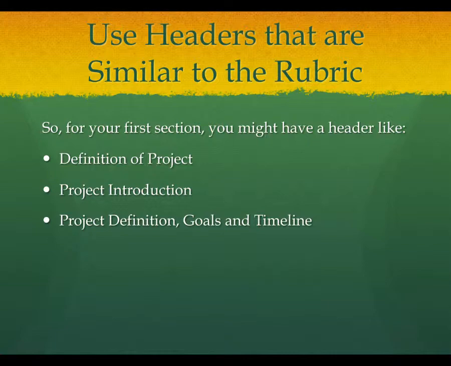It's really hard to grade a paper accurately when you're looking through the paper to see if the student has accomplished all of the objectives. If you organize it just like the rubric, I guarantee you're going to get a higher score. So the first section of the paper might have a header like definition of project, project introduction, project definition, goals, and timeline.